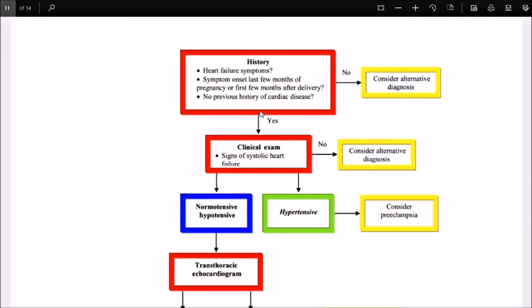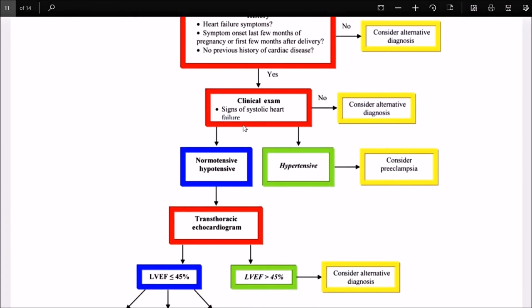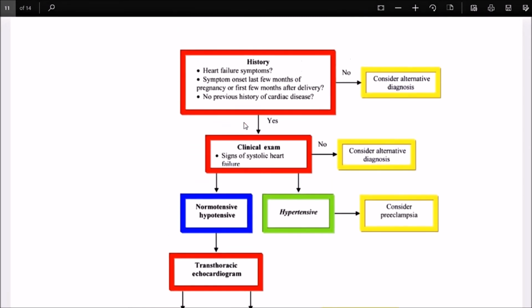Here is also the history. It asks whether heart failure symptoms onset in the last few months of pregnancy or the first few months after delivery, with no previous history of cardiac disease. If the answer is yes, then go for clinical examination. If not, consider an alternative diagnosis. Clinically, look for signs of systolic heart failure. If not present, consider an alternative diagnosis.